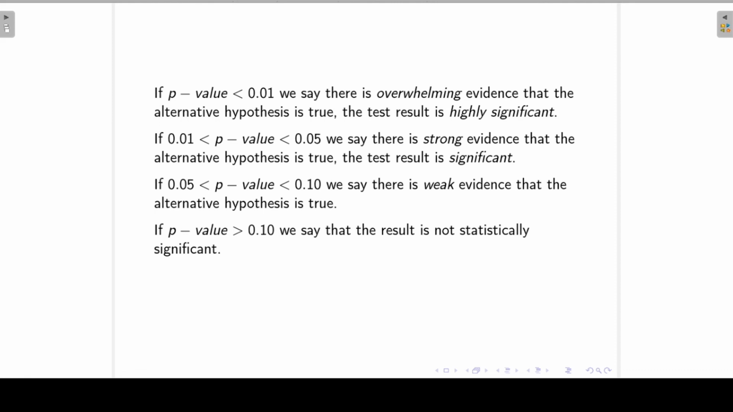Okay, so we can conclude with this slide. If the p-value is less than 0.01, we say there's overwhelming evidence in favor of the alternative hypothesis, and the test result is highly significant. If the p-value lies between 1 and 5%, we say there's strong evidence in favor of the alternative, and the test result is significant. If the p-value lies between 5 and 10%, we say there's weak evidence in favor of the alternative. And if the p-value is greater than 10%, we say that the result is not statistically significant. In other words, we do not reject the null hypothesis.